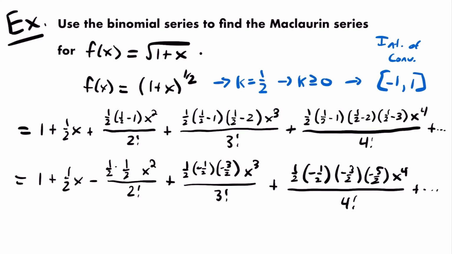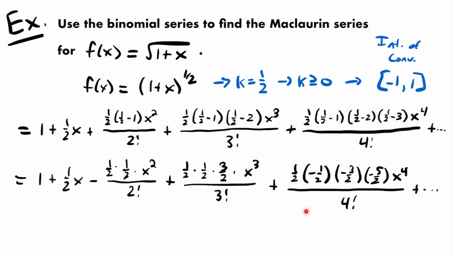Then for our next term, we have 1/2 times negative 1/2 times negative 3/2. And so those two negatives will cancel out. So this whole term is just going to be positive. So I'm going to rewrite this to be 1/2 times 1/2 times 3/2. And those will all be positive values. So we'll have 1/2 times 1/2 times 3/2, and that's all multiplied by x cubed.